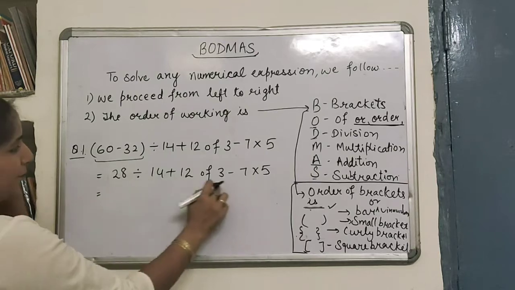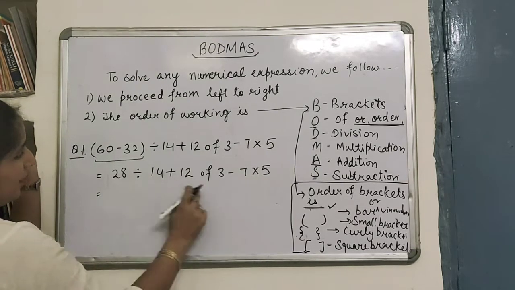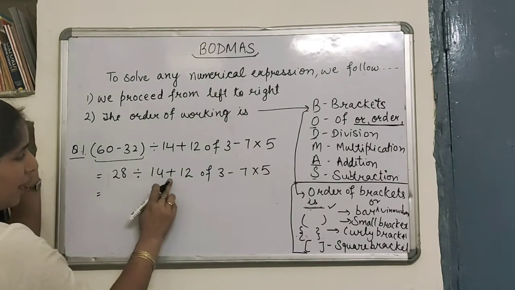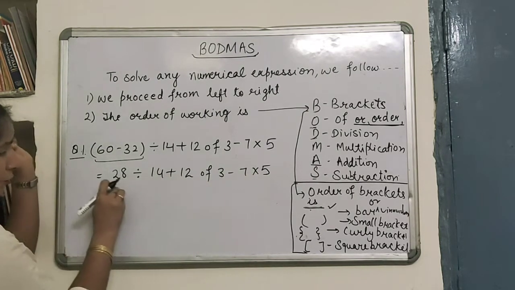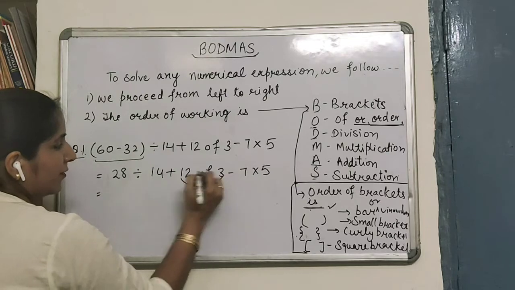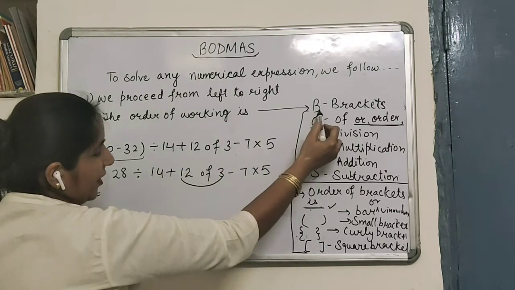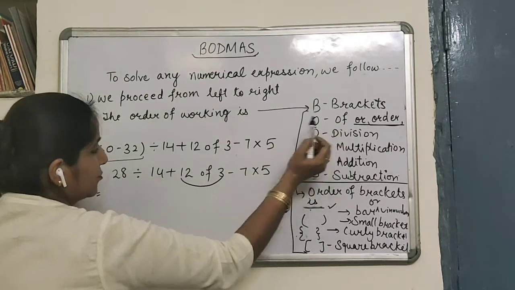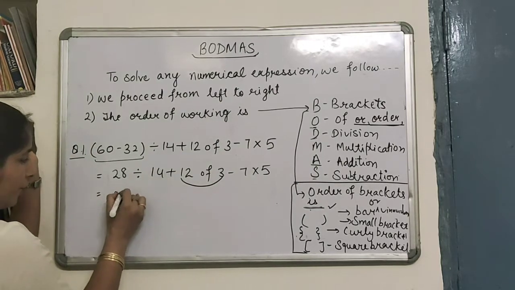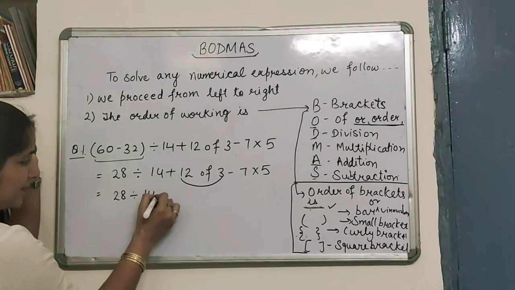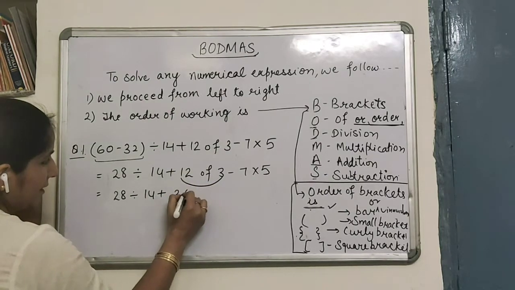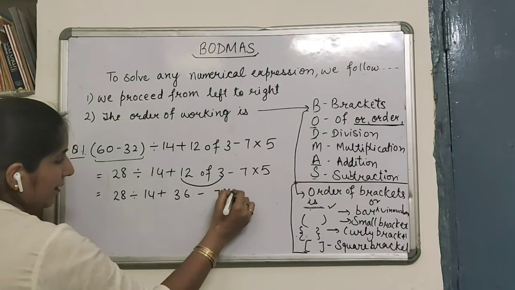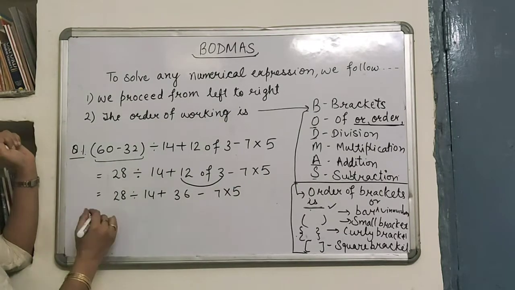Now, in this step you can look for which step you solve first. Here is division, addition, of, subtraction and multiplication. Out of all these, you need to solve this first, because brackets we have already solved. Then the turn comes of. So all other things I am writing similar. 12 of 3, I told you it is 36. Now rest all things we need to write in similar.